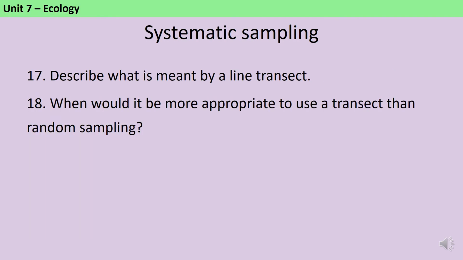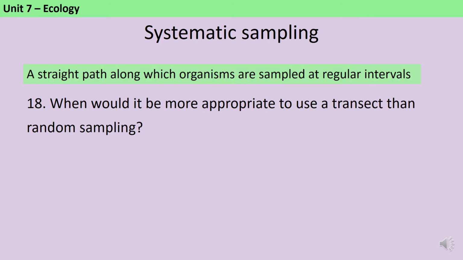A line transect is a straight path usually ruled out with a tape measure along which organisms are sampled at regular intervals. So for instance, you might create a transect and then put a quadrat down every 5 metres or every 10 metres and sample there. So you're sampling systematically rather than randomly. It's generally more appropriate to do this when you're sampling a factor that is gradually changing.